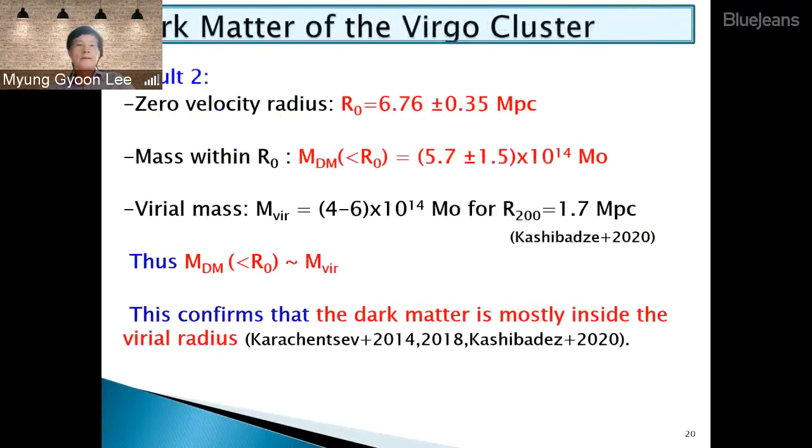And then you can also get the value of the zero-velocity radius of about 7 megaparsecs or so. From this, you can derive a mass using this radius, 6 times 10 to the 14th or so. If you compare this value with the virial mass, then they are comparable. So this confirms that the dark matter is mostly inside the virial radius, which was found previously by Karachentsev et al., but here using better TRGB distance data.